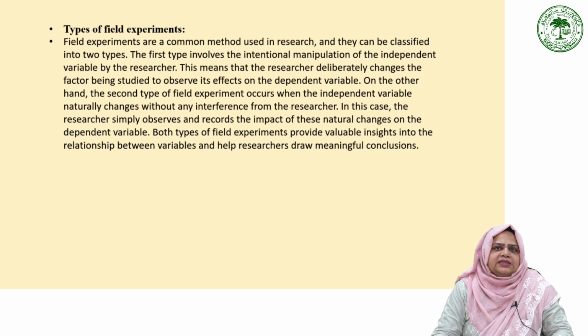On the other hand, the second type of field experiment involves observing changes that occur naturally without any intentional manipulation by the researcher. This approach allows for a more realistic understanding of how certain factors influence people's behavior or outcomes. For example, if a researcher wanted to examine the effects of a natural disaster on a community, they could conduct a field experiment by observing the community both before and after the event without interfering in any way.